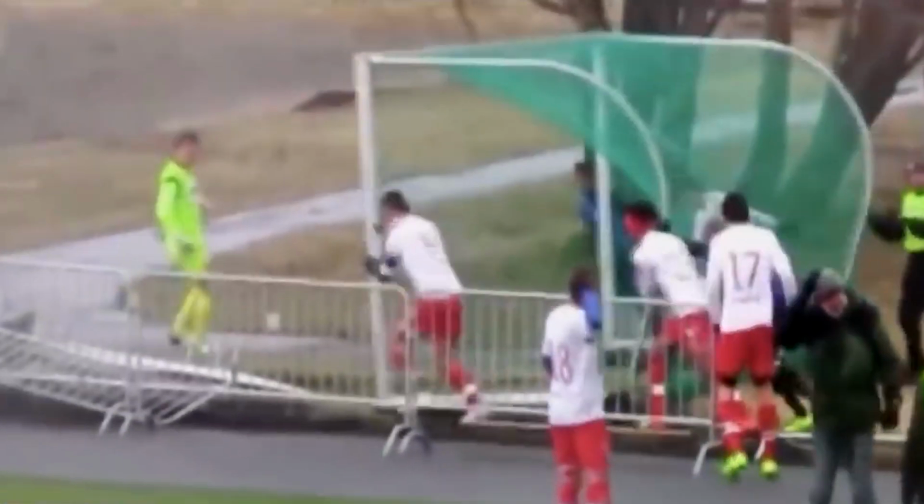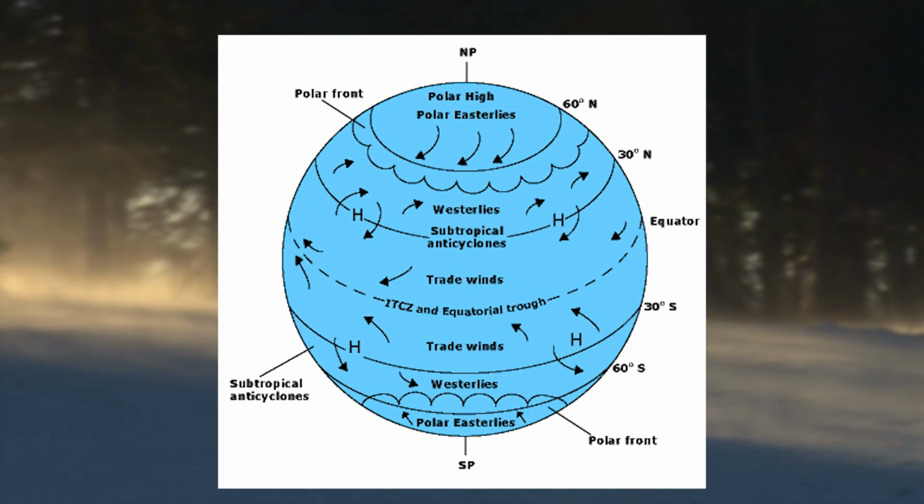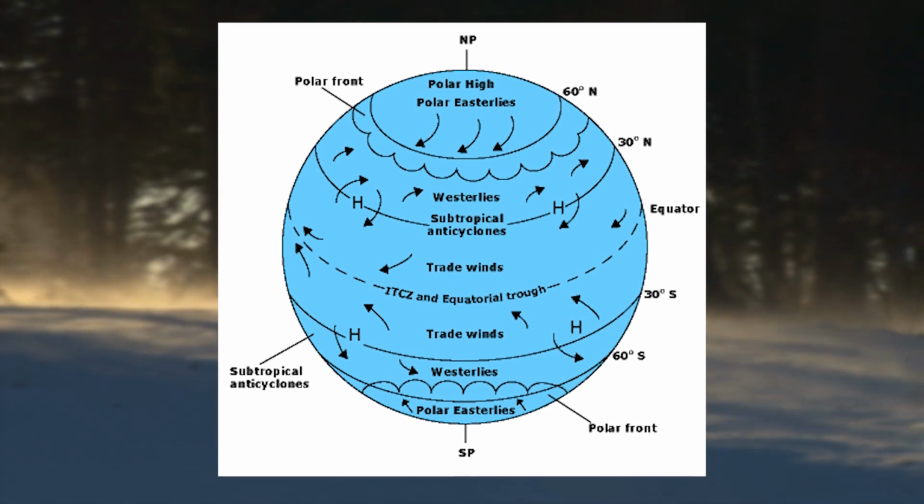Number 5. And at the number 5 spot, we have this amazing footage of the wind being so fierce it carries the goalpost away, making it difficult for one of the teams to have a clear shot at the goal. And so, it needs to be retrieved and put back into place. Planet Earth contains 5 major wind zones: polar easterlies, westerlies, horse latitudes, trade winds, and the doldrums.